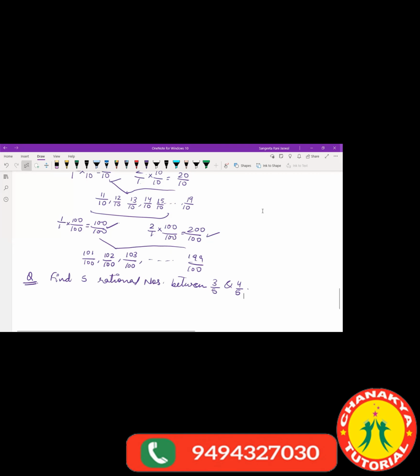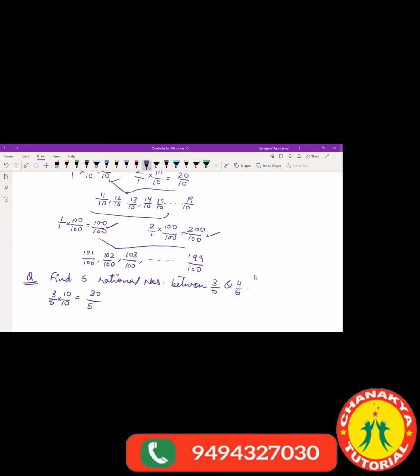Find 5 rational numbers between 3 by 5 and 4 by 5. So what will you do in this case? Ma'am, 3 by 5 into 10 by 10 and 4 by 5 into 10 by 10. Yes, you multiplied with 10. So you got 30 by 50 and 40 by 50.